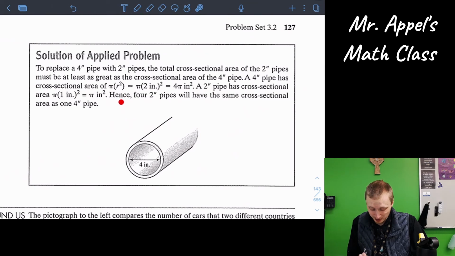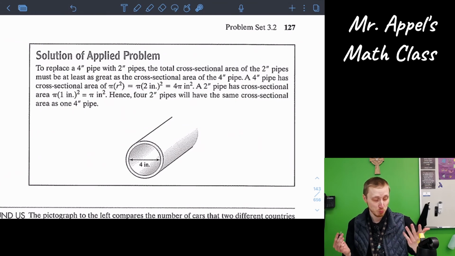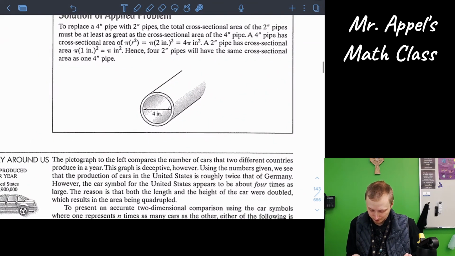So that means you will need 4, right? Because this 4 pi is 4 times as big as 1 pi. So you'll need 4 2-inch pipes to have the same cross-sectional area as one 4-inch pipe. There you go, pretty handy.